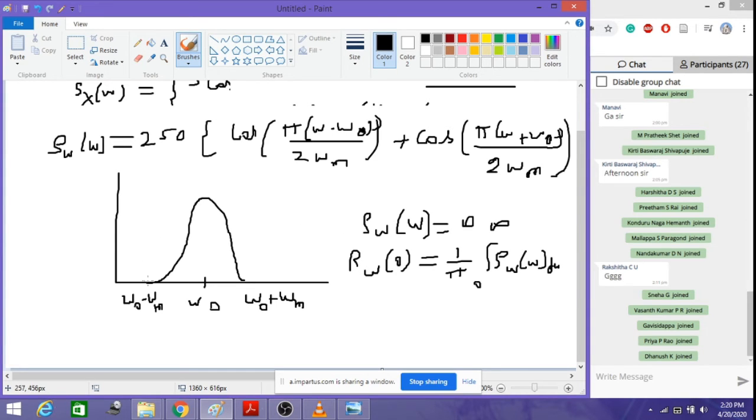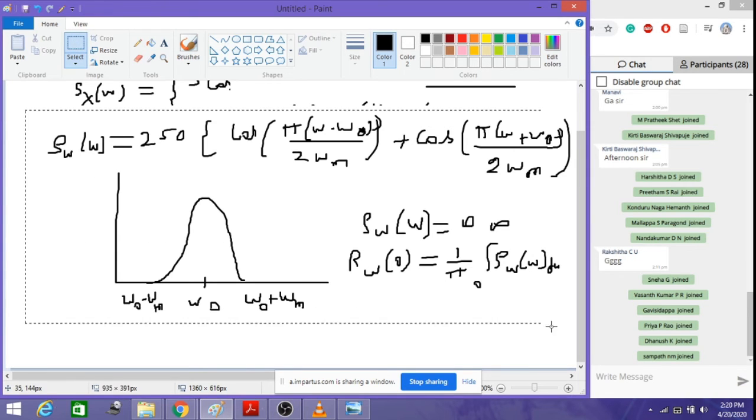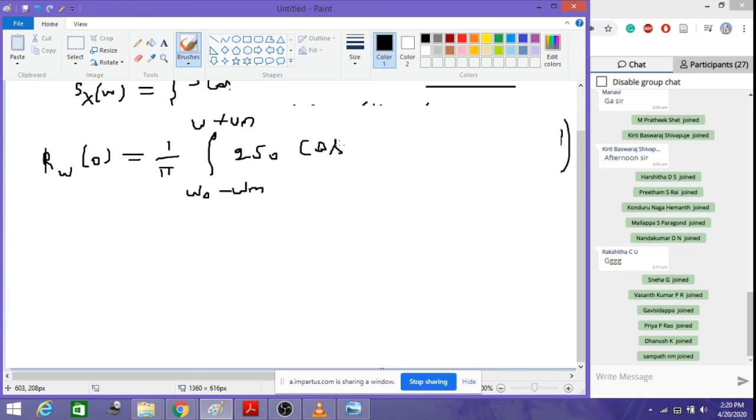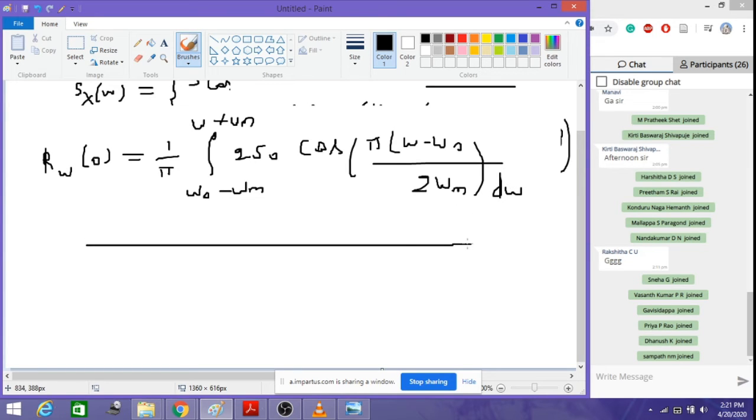So when we substitute these terms back, we will get RW of 0 equals 1 by pi into the integral from omega naught minus omega m to omega naught plus omega m of 250 cos pi of omega minus omega naught by 2 omega m into d omega. So this is the final term we will get in terms of the autocorrelation function.